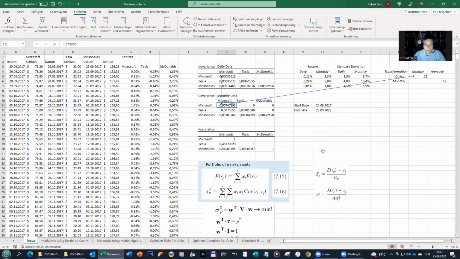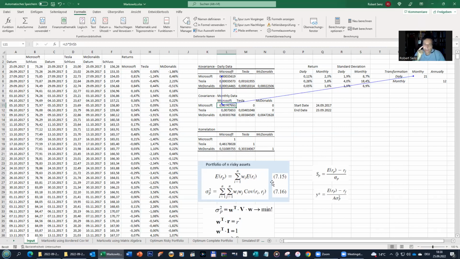Now we have to remember what the Markowitz portfolio selection theory is all about. Well, we have two equations, as you remember. One equation is describing the expected return for the portfolio. It's this one here, 7.15. And the other equation is describing the risk, so the standard deviation of the portfolio. This is 7.16. 7.15 is super easy. It's simply multiplying two ranges in Excel, two vectors.